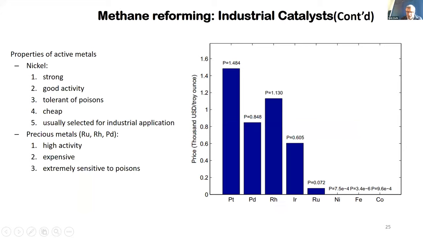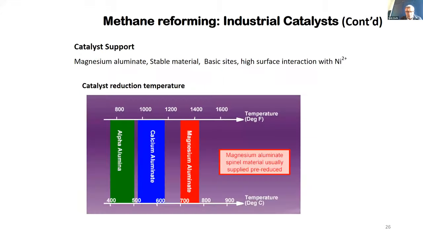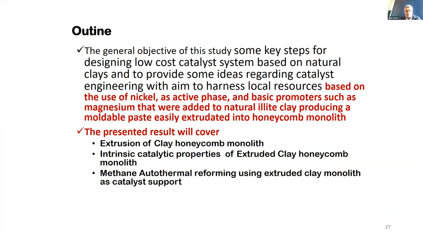And of course, it can work with iron and cobalt. Sometimes at industrial level, in order to have a better activity, they also use magnesium and calcium as promoters to help the catalyst perform the catalytic act in a very efficient way.